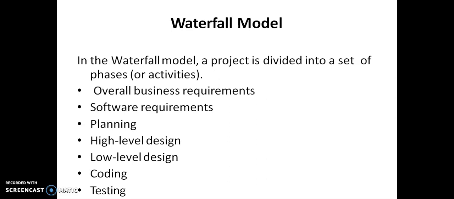The waterfall model consists of the following activities. The model starts with the overall business requirements, software and hardware requirements, planning, high-level design and low-level design, coding, and finally testing. The waterfall model ends with testing.